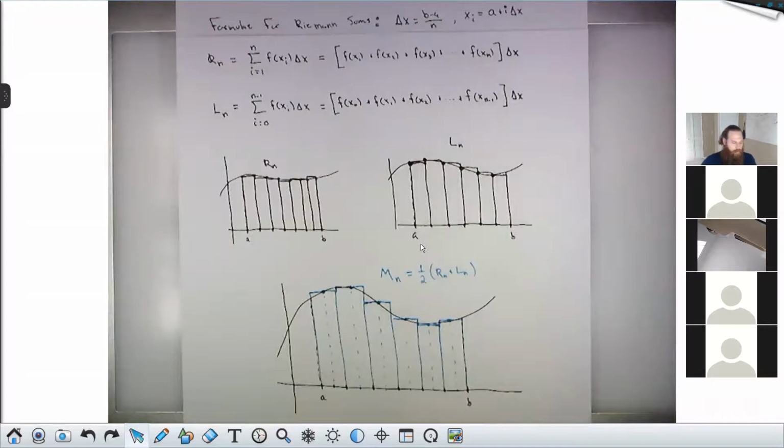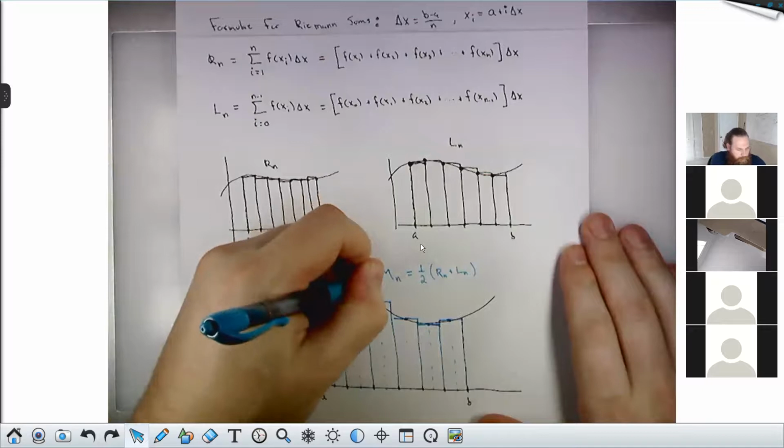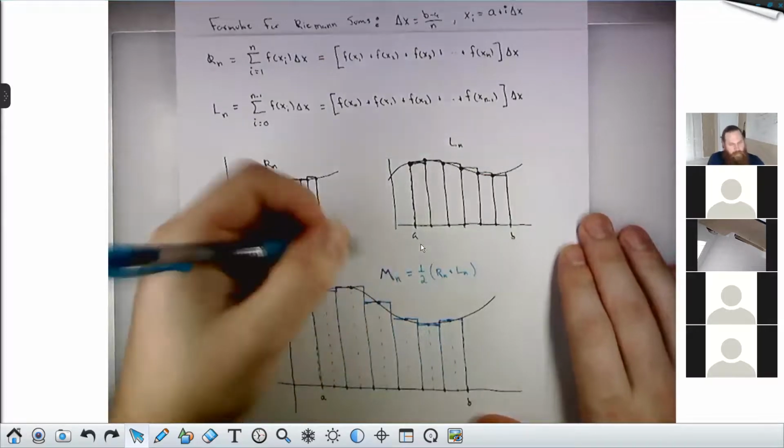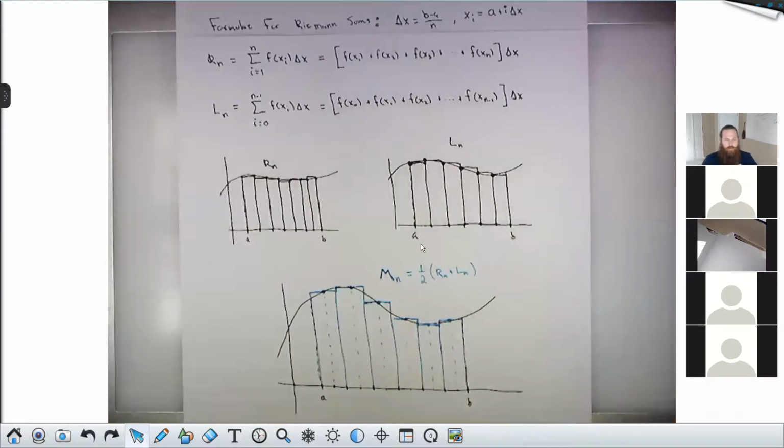The midpoint rule is neat, and in Calc 2, you'll talk a little bit about approximate integration methods and how you can make them better. One of the ways to improve on Rn or Ln is to use Mn. But I'm only giving you one problem that involves the midpoint rule. The rest are just Rn and Ln.